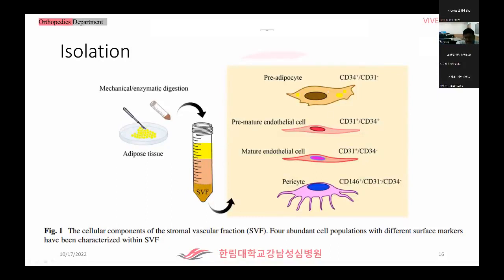This SVF contains at least four types of cells. These are pre-adipocytes, which predominantly express the marker CD34 plus and CD31 minus; then endothelial progenitor cells that have CD31 plus and CD34 plus; then mature endothelial cells which have the predominant marker CD31 plus; and then pericytes that have a different marker, CD146 plus. It's very important to know what kinds of resident cells are found in SVF.